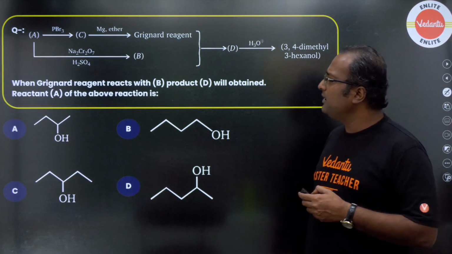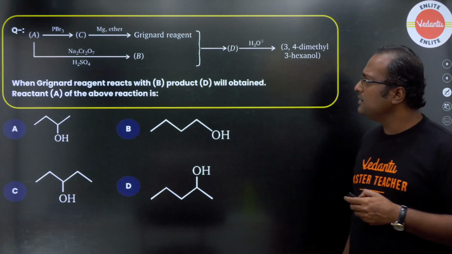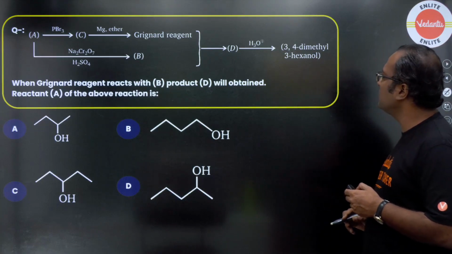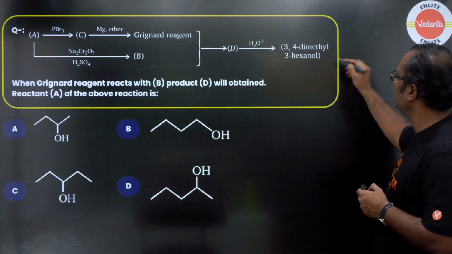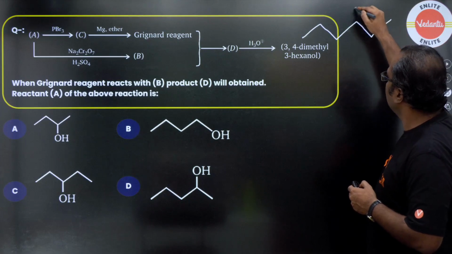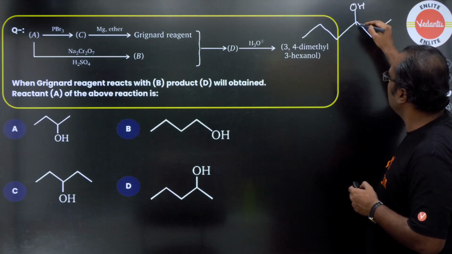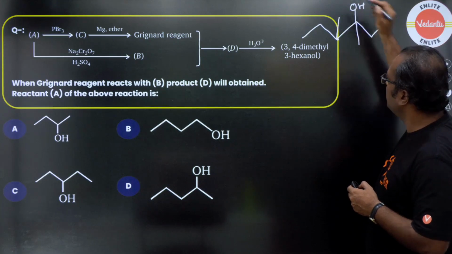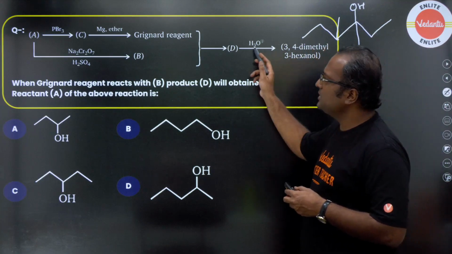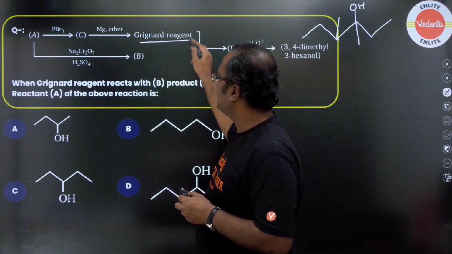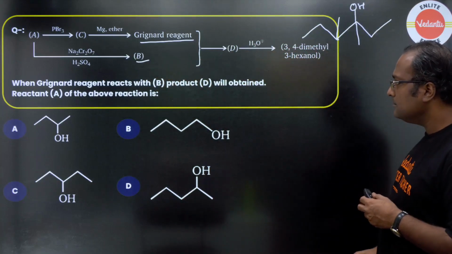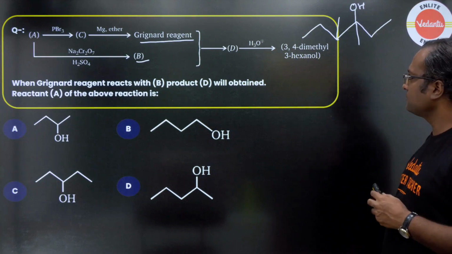Now, compound A is something which reacts with PBr3, magnesium, lots of unknown. Oh, this is known. 3,4-dimethyl-3-hexanol. So 1, 2, 3, 4, 5, 6. This is your third position, let's say hexanol. At the third position you have methyl, at the fourth position you have methyl. So this is the product that they are forming. This is forming after H3O plus, and the Grignard reagent is reacting with a compound B to give you D. He is asking what is A.